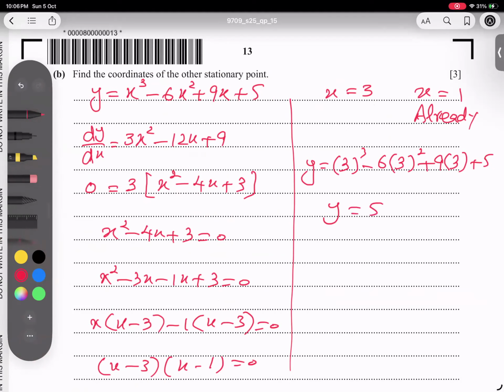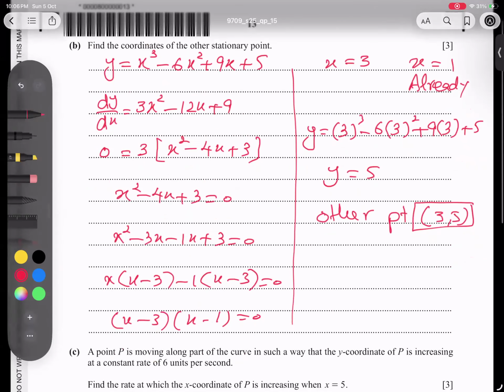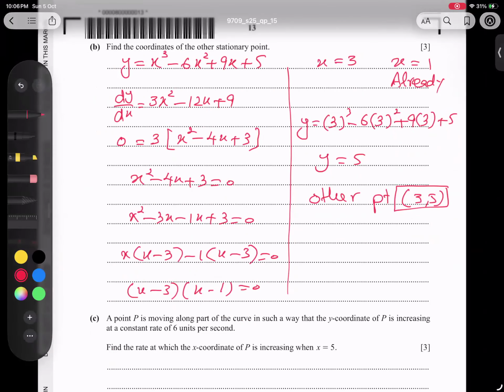So the other stationary point is what? x is 3 and y is 5. I hope the point is very clear. Okay. Now, students, what to do onwards? What is the below part? If you read carefully, he is saying P is moving along the curve such that the y coordinate is increasing at a constant rate of 6.